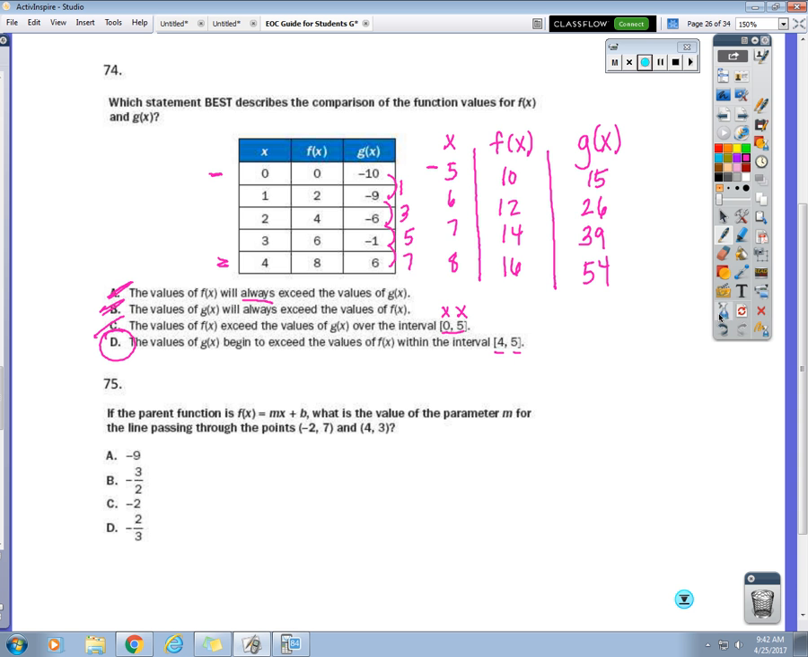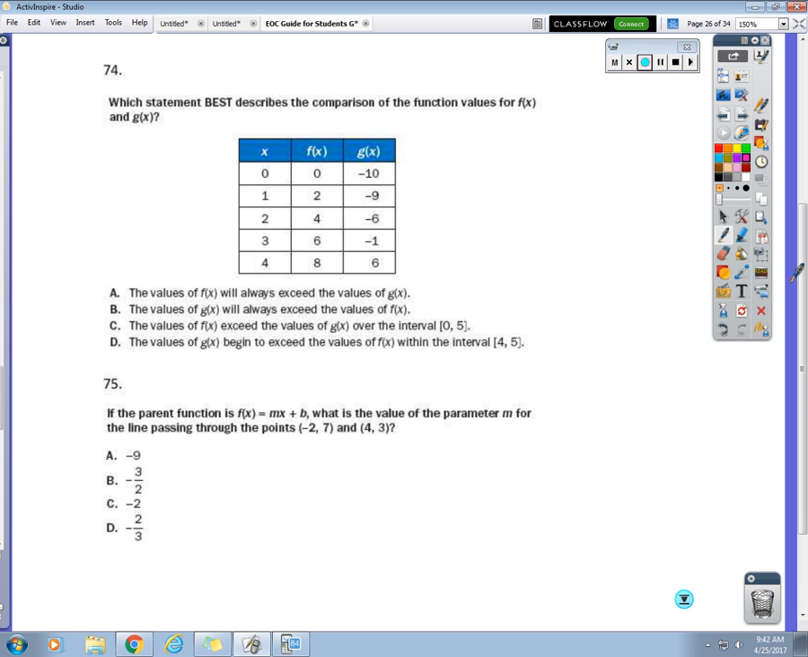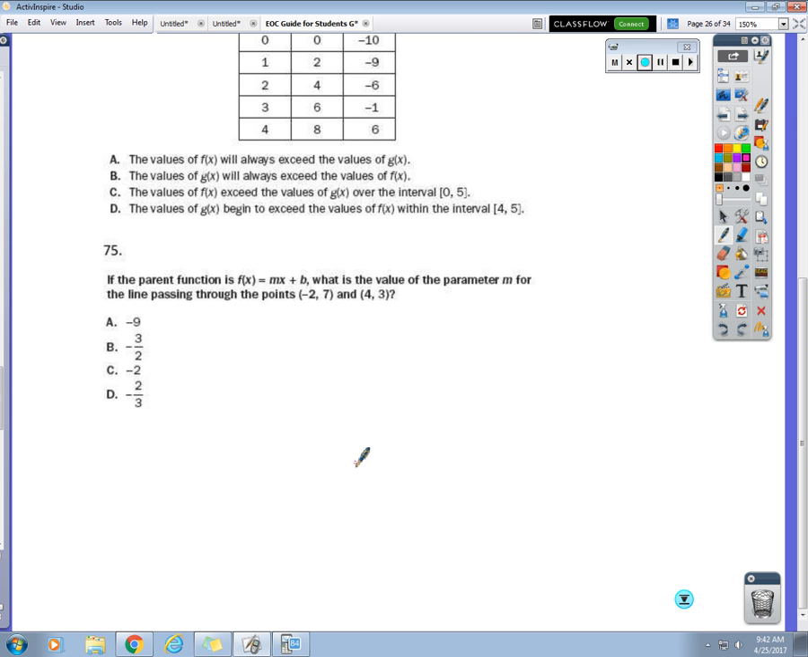Alright, number 75. If the parent function is f of x equals mx plus b, what is the value of the parameter m for the line passing through the points -2, 7 and 4, 3? Well, the first thing you kind of got to figure out is, what is this question asking for? What is this question wanting to know? The slope. They just word it funny. They say the value of the parameter m, but we all know what m is. It's slope. And then they give us 2 points.